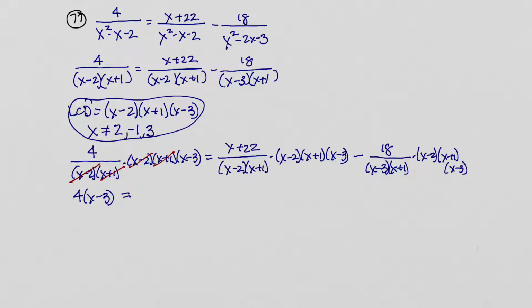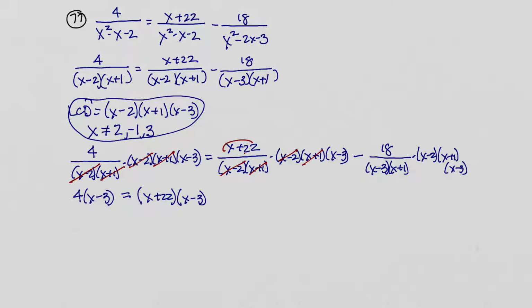equals, now in this middle term, this x minus 2 will cancel with that one, that x plus 1 with that one. So let's do that. x minus 2 goes. x plus 1 goes. And we are left with this x plus 22. Let's write it here. More than one term, so use parentheses. x plus 22 times x minus 3. And then in this last term over here, x minus 3's will go, x plus 1's will go, and we're left with 18 times x minus 2.